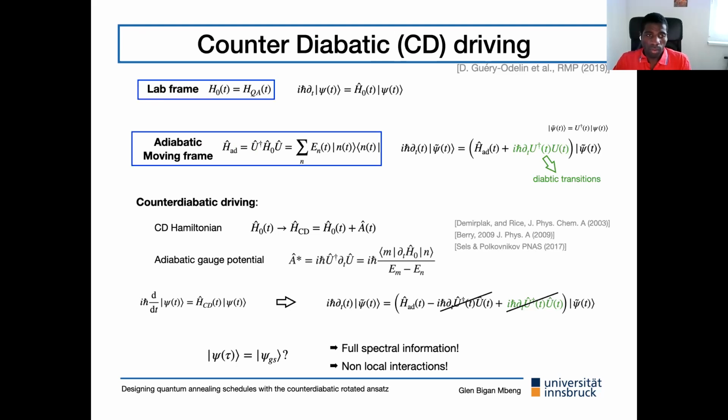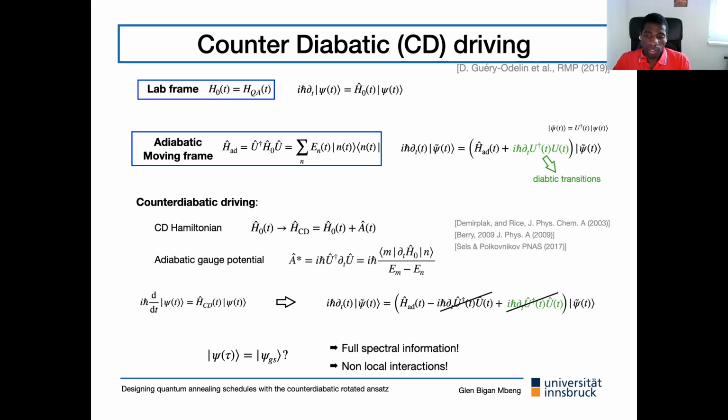To do this, let's take a step backwards and consider the Hamiltonian in the lab frame. Here I call the annealing Hamiltonian H0 because the procedure is quite general and not restricted to quantum annealing dynamics. In the lab frame, the state evolves according to the Hamiltonian, as we said. However, we may consider going to a moving frame, the adiabatic moving frame, in which the Hamiltonian is diagonal.